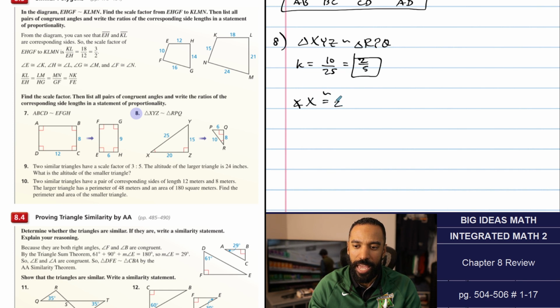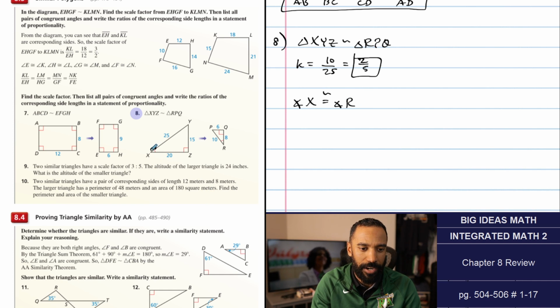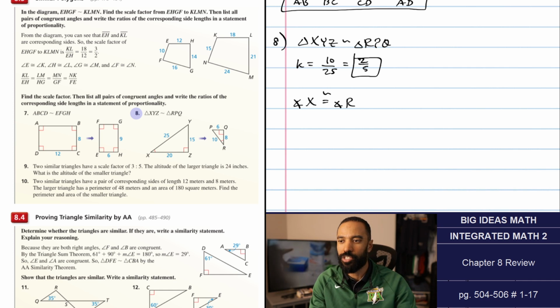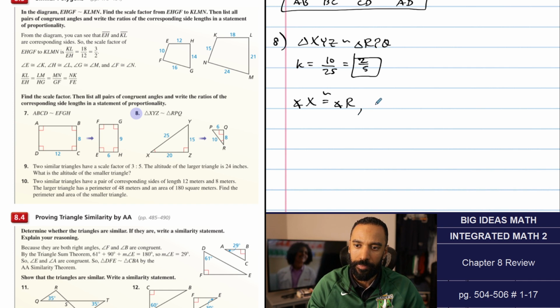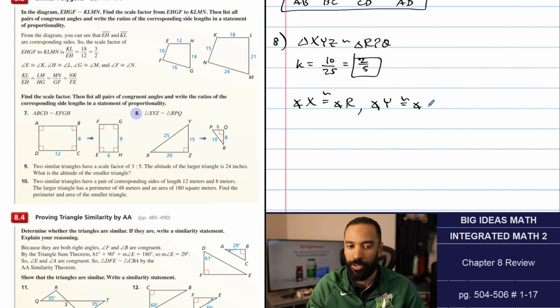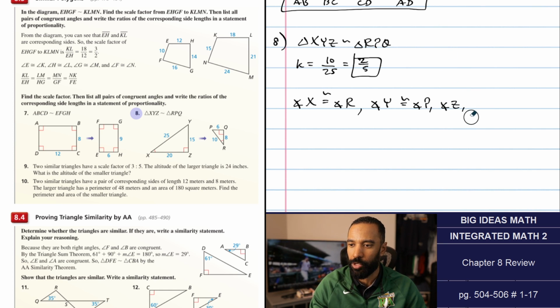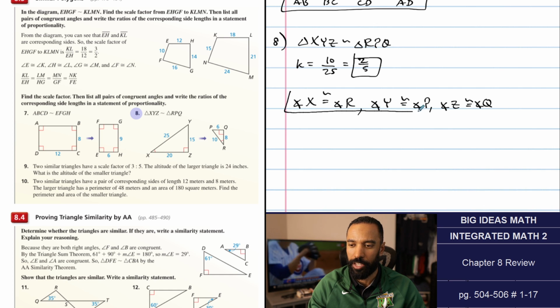Angle X is congruent to angle R. Now I'm looking at this for it, but can you also notice that right here? X is congruent to R. Look at the markings. So angle X is congruent to angle R. Angle Y, the non-marked angle, is congruent to angle P. And then the two right angles are congruent. Angle Z with angle Q. Okay, there are our corresponding congruent angles.